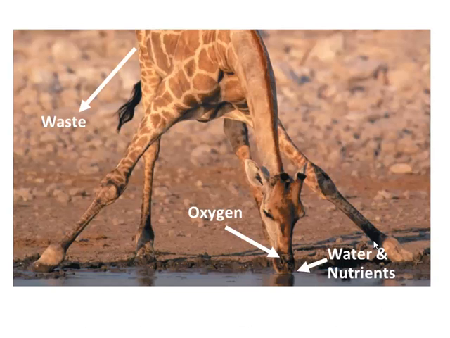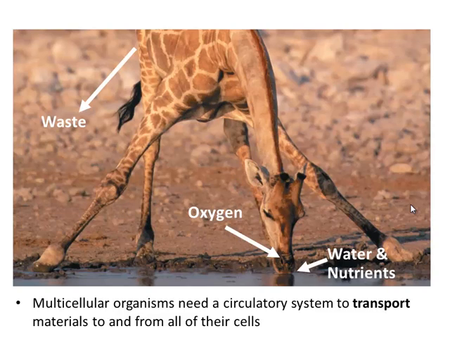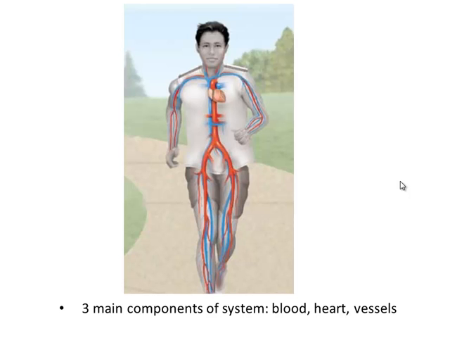But if you're a multicellular organism, like this giraffe, things are more complicated. Materials come in and materials go out, but those materials have to get distributed to every cell in the organism's body. And so that's why multicellular organisms often have a circulatory system to transport all those materials from the environment to cells, and then take certain materials away from cells and get rid of them.